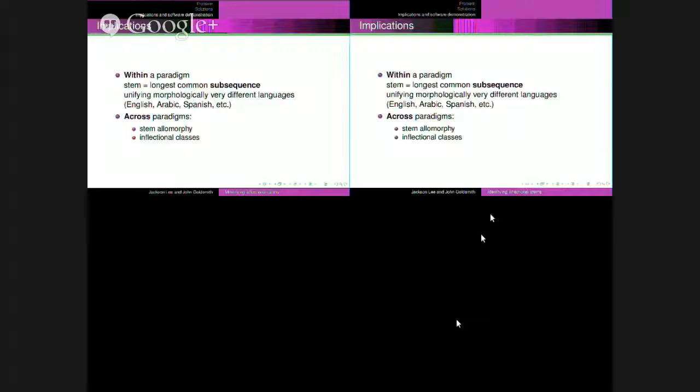Another thing is, of course, about the inflectional classes. By pulling out the stem, what is left is the affixal material, intuitively. So we see the O, S, and so on, the affixes. When we put a lot of paradigms together, we can see some differentiation of inflectional classes, like the AR verbs, IR verbs, and ER verbs in Spanish, for example.